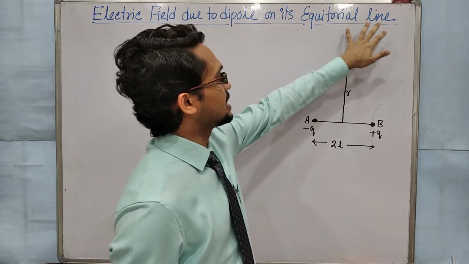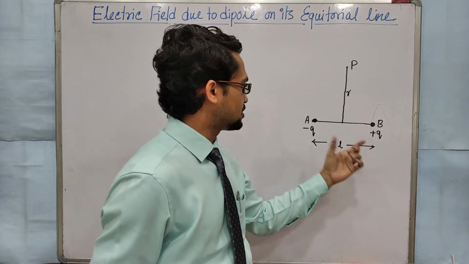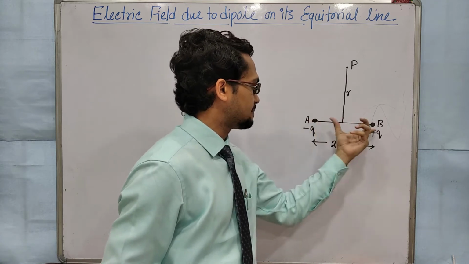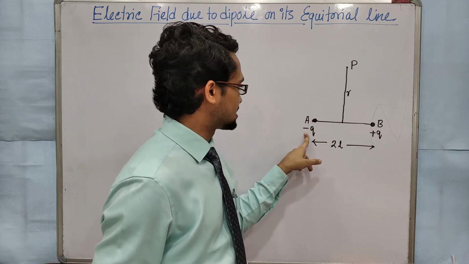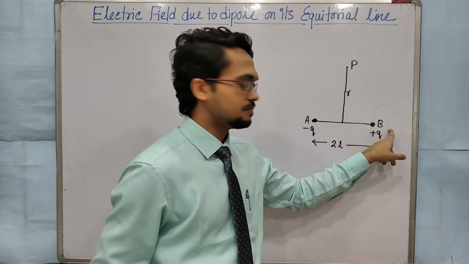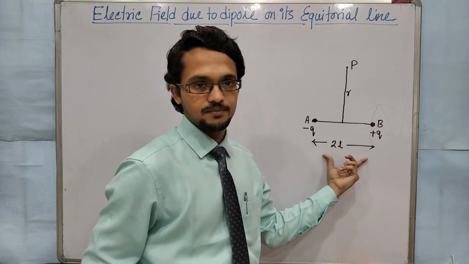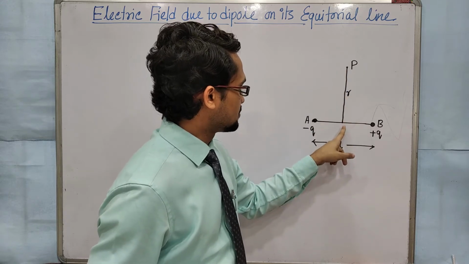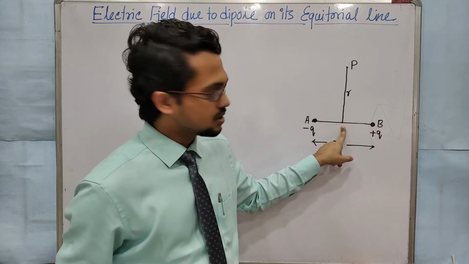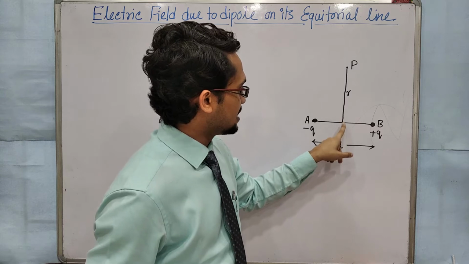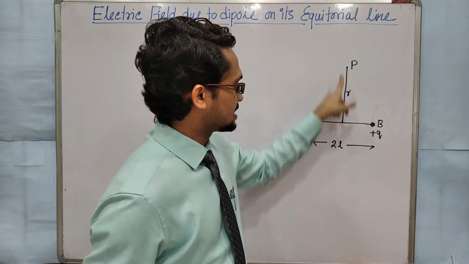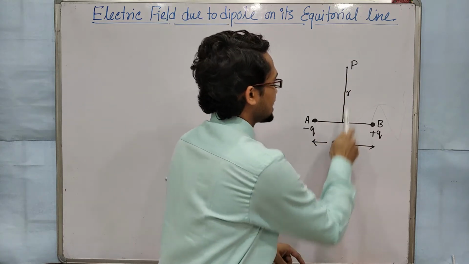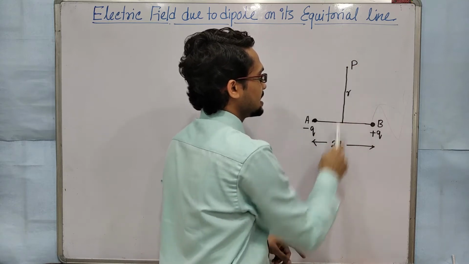So what is the meaning of equatorial line? First of all, AB is a dipole with minus q placed at A and plus q placed at B at a separation 2a. We have drawn a perpendicular from the midpoint of the dipole, on the axis of the dipole. This is the equatorial line.